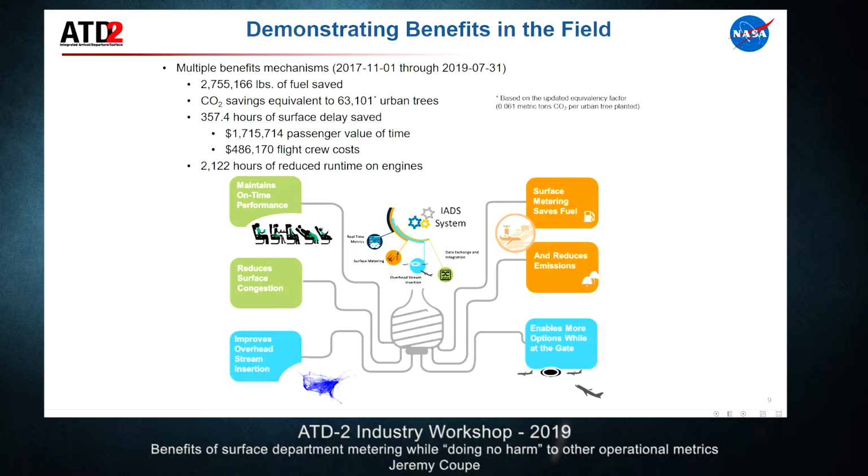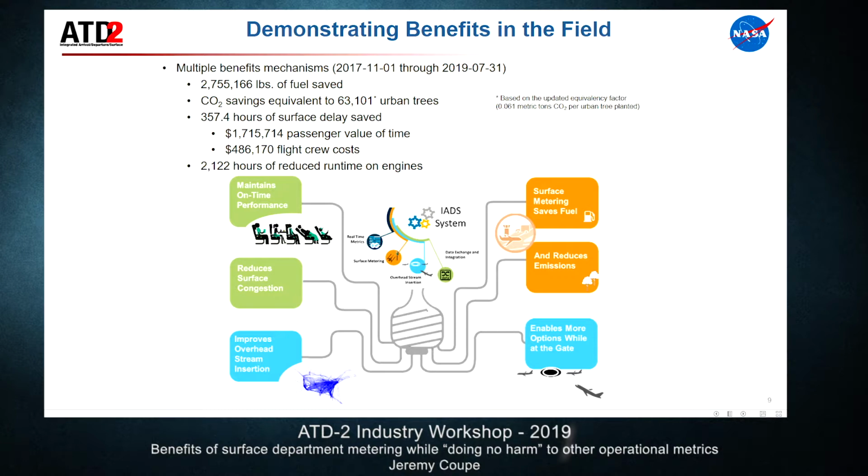Yeah, that is pretty astounding to me, 2.7 million pounds of fuel. You walk down the street, you tell somebody I saved 2.7 million pounds of fuel, it doesn't even make sense. Well, is that this room? I don't even know what it is, but it's a lot. So this 2.7 million pounds of fuel is equivalent to CO2 savings of 63,000 trees.